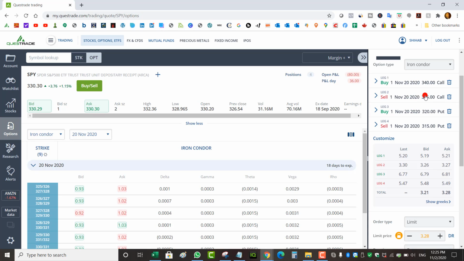So if I keep the trade on together as a whole, then even if I lose on the call spread, I'm going to make money on the put spread. Or if I lose on the put spread, I'm going to make money on the call spread. But I only make money if the SPY ends up above 345 or ends up below 315 come November 20th. So that's the assumption you make when you buy an iron condor.